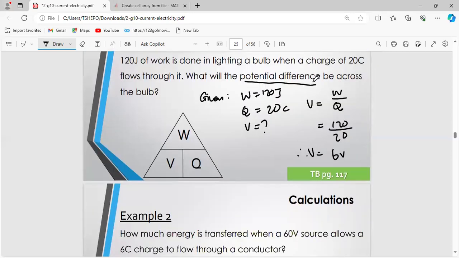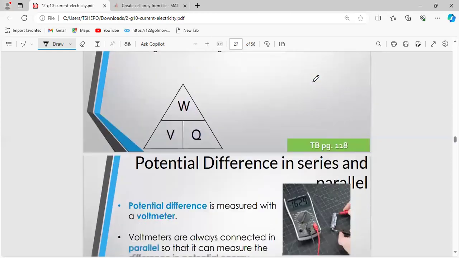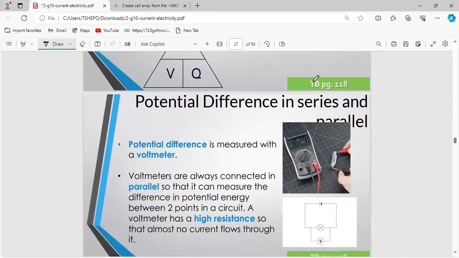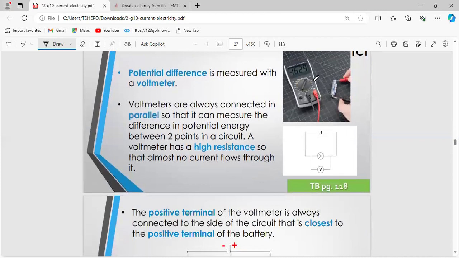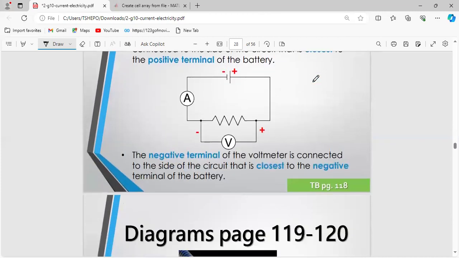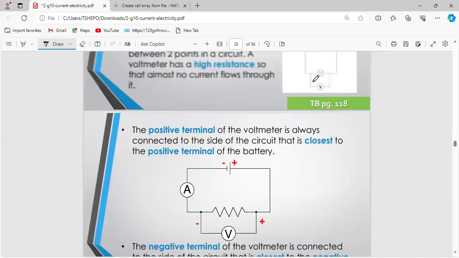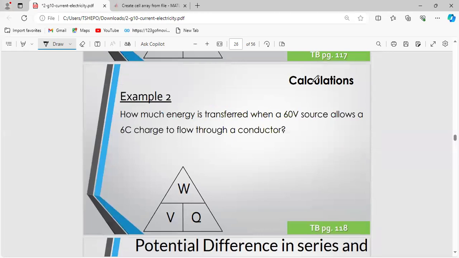For your homework, I'm going to give you example number 2. With the time that is remaining, we'll use another time when we meet again to continue, okay? But for your homework, I'll give you this example number 2 to do today.